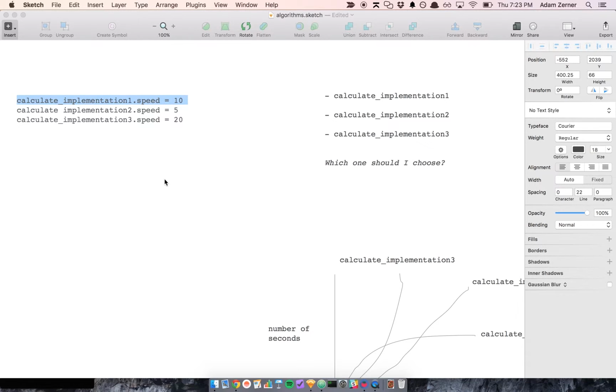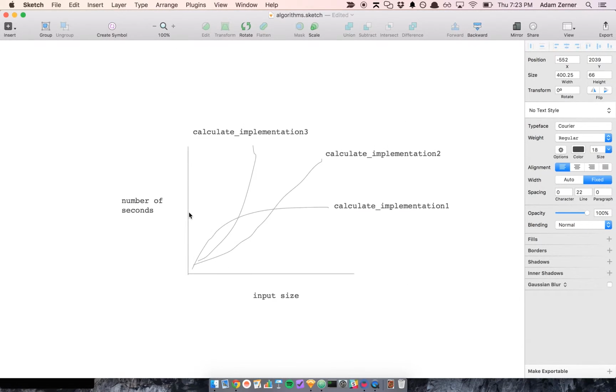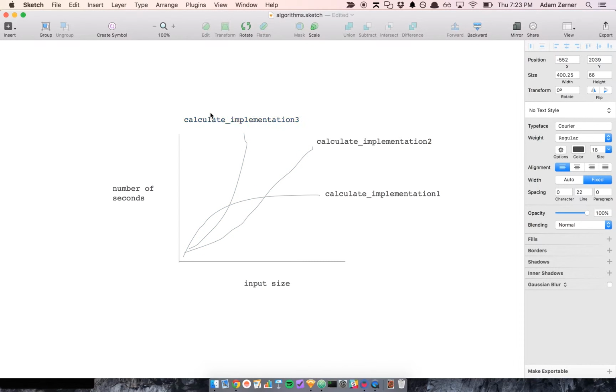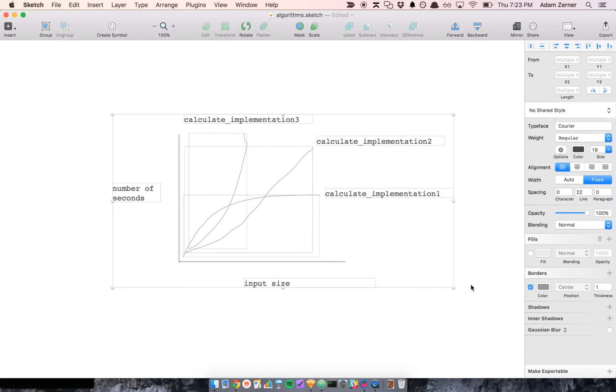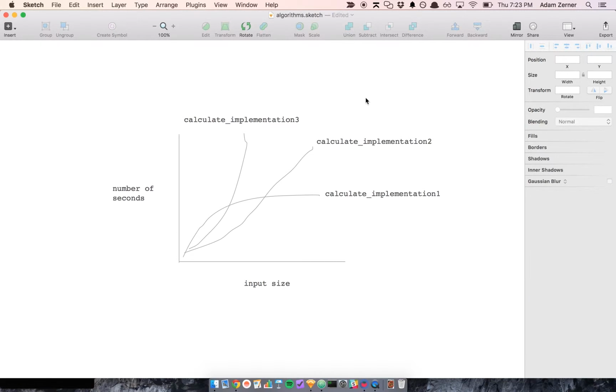You can't do that. What you have to do is look at how fast each algorithm is as a function of its input size. And if you can construct a graph like this, you can compare and contrast all of them and decide which one to use. So I want you to note that it's not the case that any one of these is always better than another one.